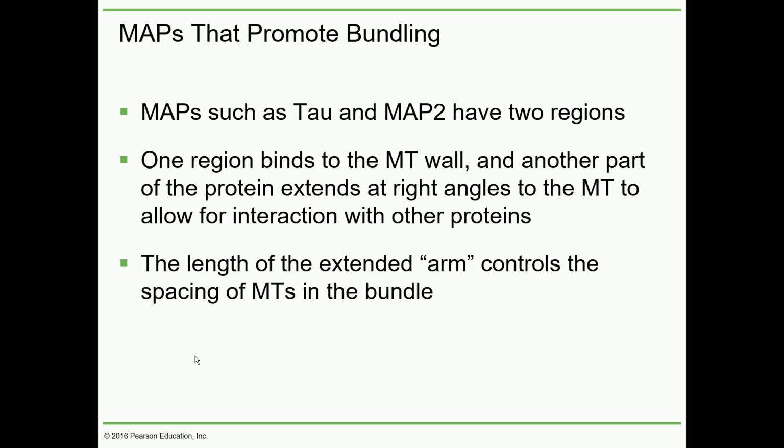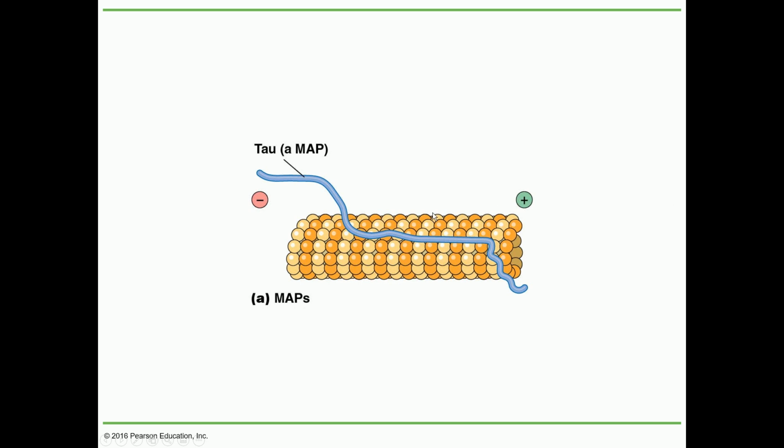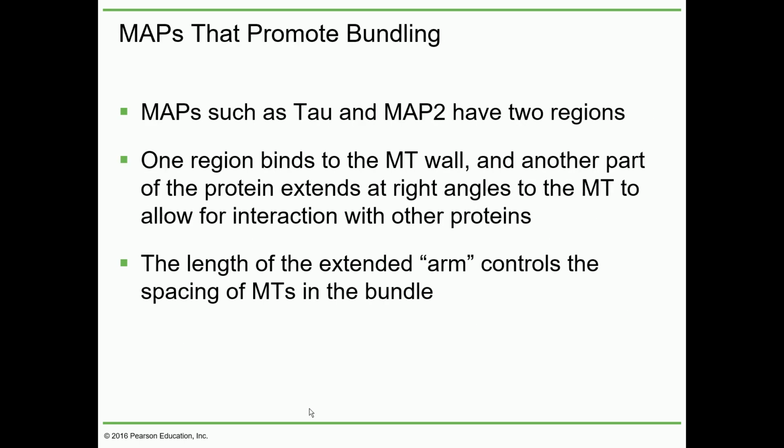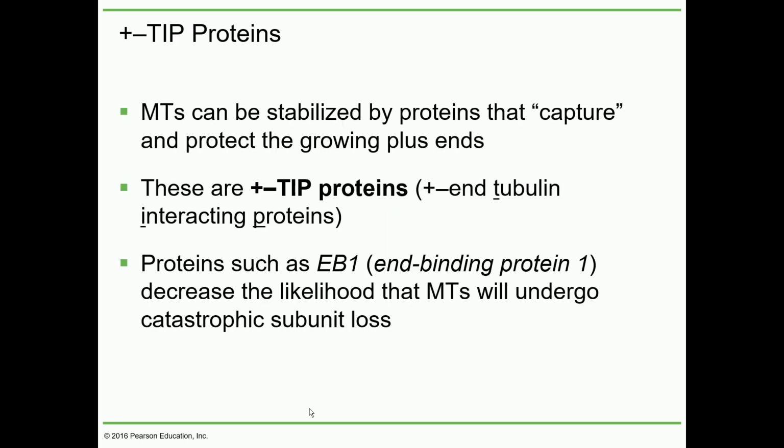Proteins like tau and MAP2 have two regions. One region binds to the microtubule wall, and the other part of the protein extends at a right angle to the microtubule to allow interaction with other proteins. You can see here that this is a tau protein: this part is binding with the wall of the microtubule, and this part is free so that other proteins can bind to it. These microtubule associated proteins have different functions, and this is the list of some more proteins.